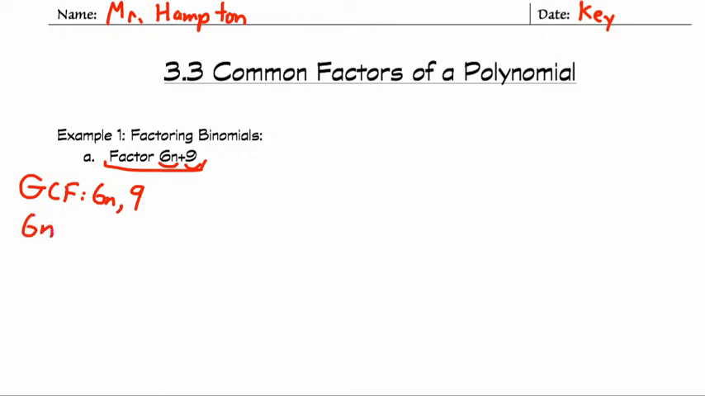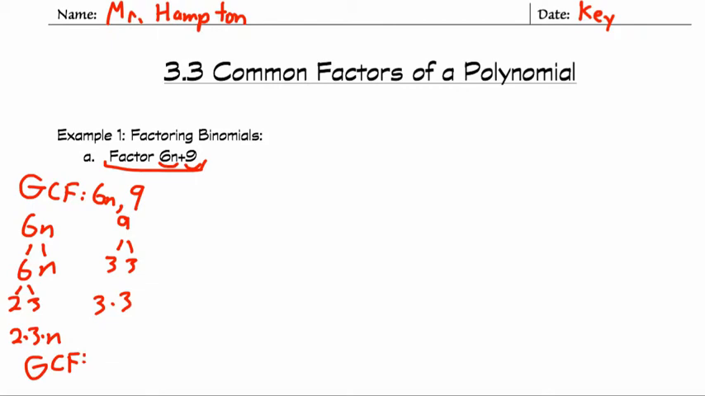So 6n can be broken down into 6 and n, where 6 is 2 times 3. So the prime factorization is 2 times 3 times n. 9 can be broken down into 3 times 3. So the prime factorization is 3 times 3. So the greatest common factor of 6n and 9 is 3.